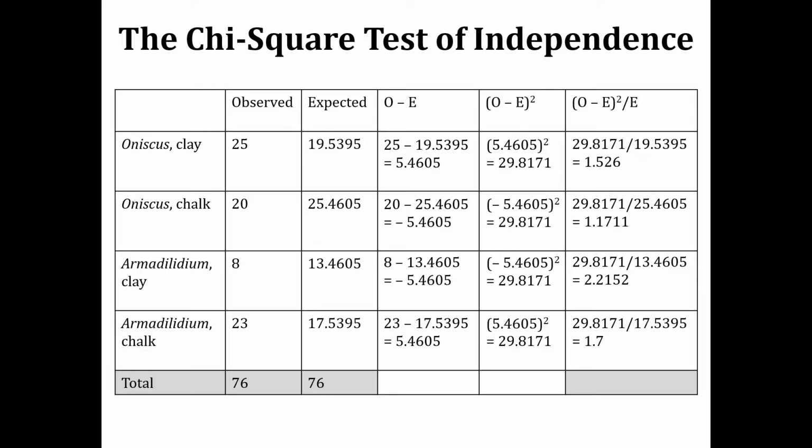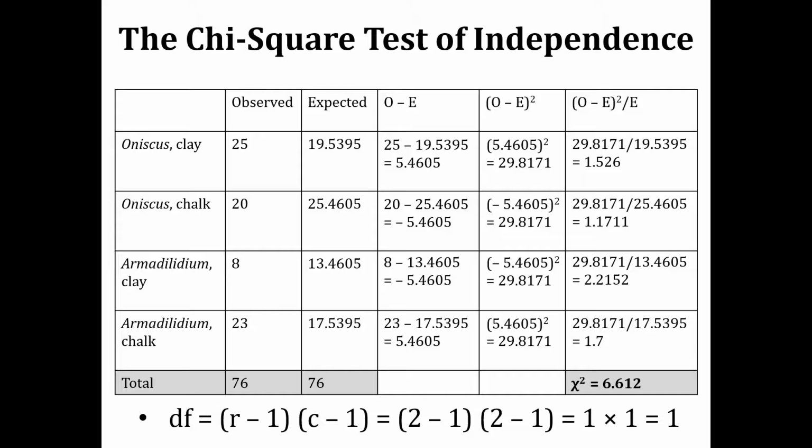And then the next column, we have the square of the difference between the observed and expected frequencies of Armadillidium chalk, and it is divided by the expected frequency of Armadillidium in chalk soil, and the answer is 1.7. Now, as a final step, we are going to take the sum of these values: 1.526 plus 1.1711 plus 2.2152 plus 1.7. And our answer is our chi-square value, which is 6.612. So this is how we calculate the chi-square.